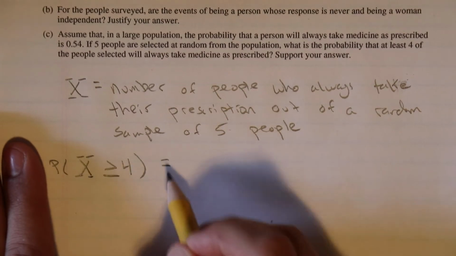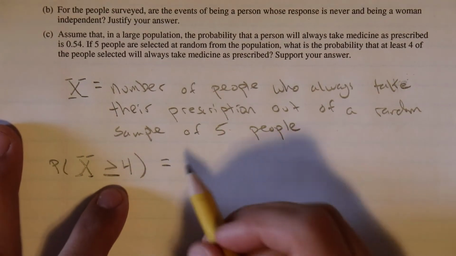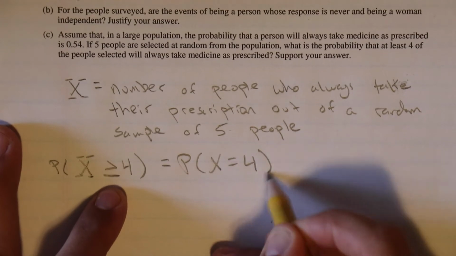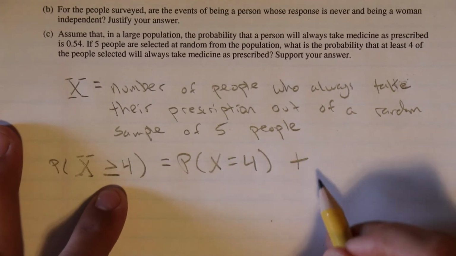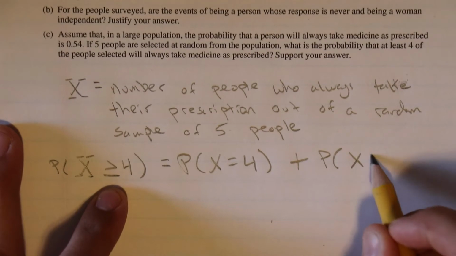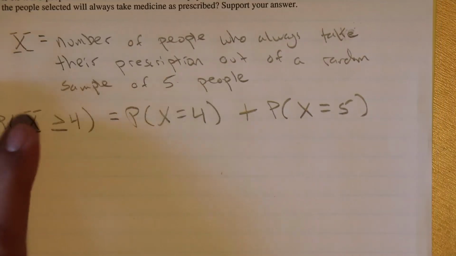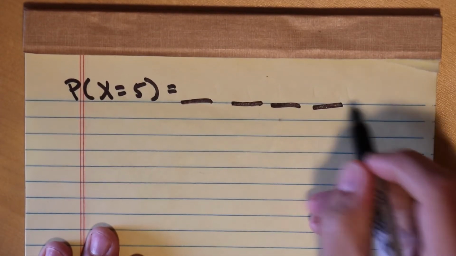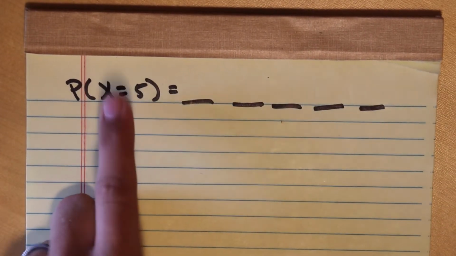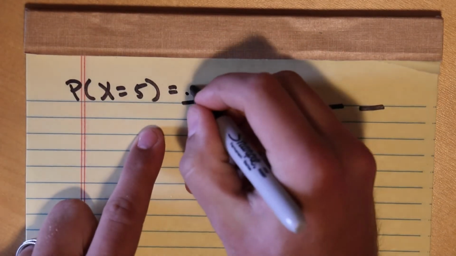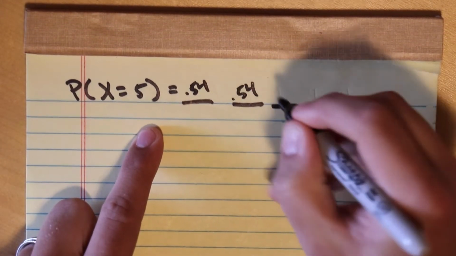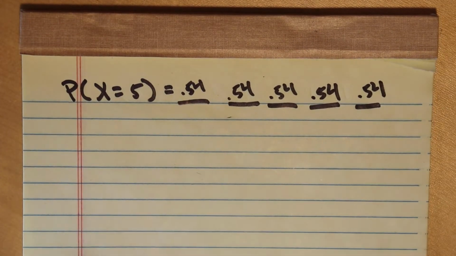So if I'm saying what's the probability that it's at least 4, well, that's the probability of being 4, or, notice how I'm adding here, the probability that it's equal to 5. So the probability that 4 out of 5 people take their prescription, or that all 5 of them do. I'm going to start with all 5 first. I like to think about it as little slots, and this is saying that all 5 people always take their prescription. Well, they told us that it's a probability of 0.54, so this is the scenario. Are there any other ways that this could happen? No, this is the only way that all 5 people would always take their prescription.